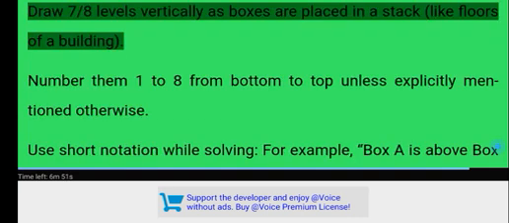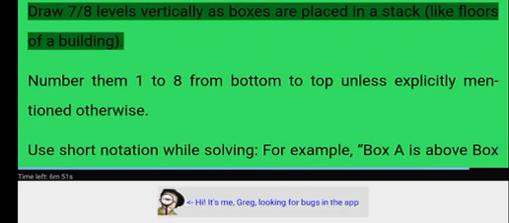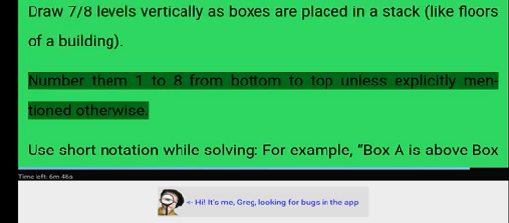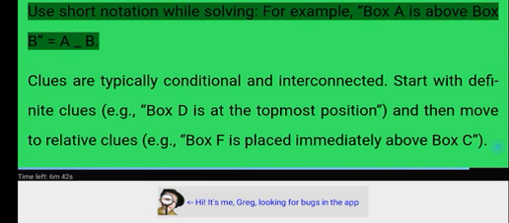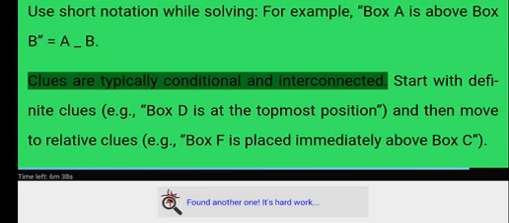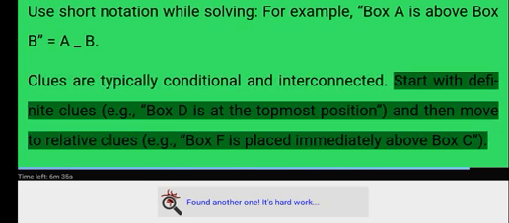Basic concepts and approach. Draw 7 or 8 levels vertically, as boxes are placed in a stack like floors of a building. Number them 1 to 8 from bottom to top unless explicitly mentioned otherwise. Use short notation while solving. For example, box A is above box B equals A_B. Clues are typically conditional and interconnected. Start with definite clues, e.g., box C is at the topmost position, and then move to relative clues, e.g., box F is placed immediately above box C.